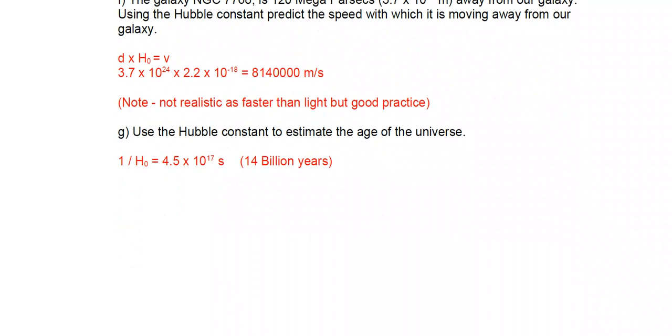G, use the Hubble constant to estimate the age of the universe. Well, 1 over H0 is the approximate age of the universe. So 4.5 times 10 to the 17 seconds, which is roughly 14 billion years.